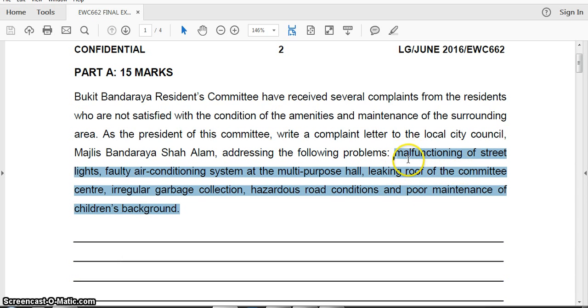For example, malfunctioning of street lights. So you have to talk about the malfunctioning of street lights, and you have to elaborate. So when we elaborate, normally when we talk about a complaint letter, if we were to elaborate certain problems in our complaint letter, we will elaborate together with the effects that we receive from the problems. So for example, malfunctioning of street lights, what are the effects? So maybe we talk about some residents who work at night shift. They will come back home late at night, and imagine that the street lights are out of service.